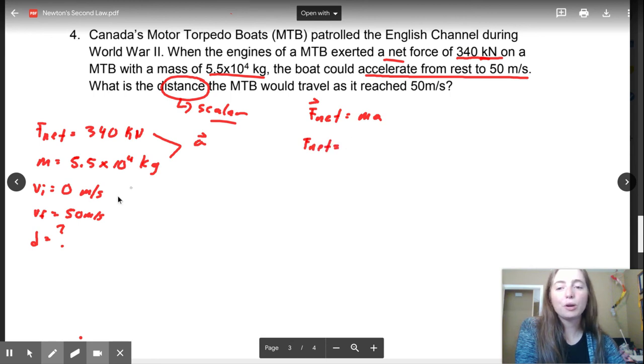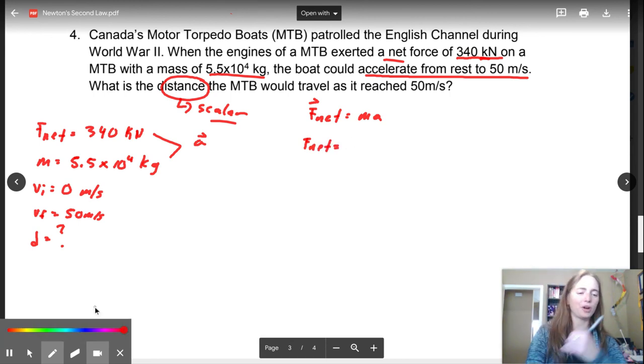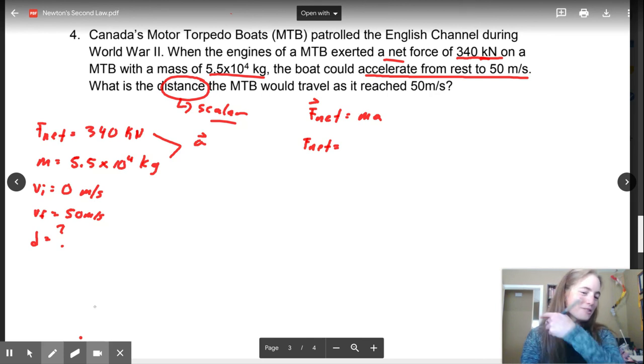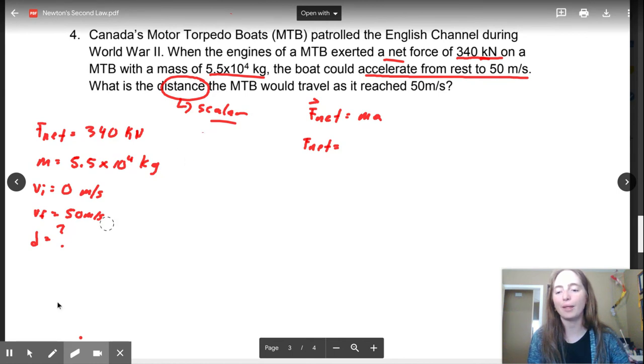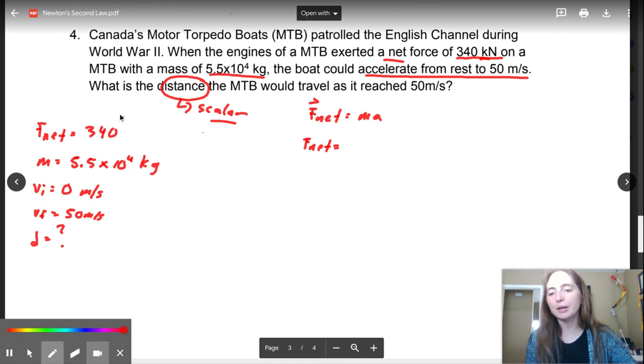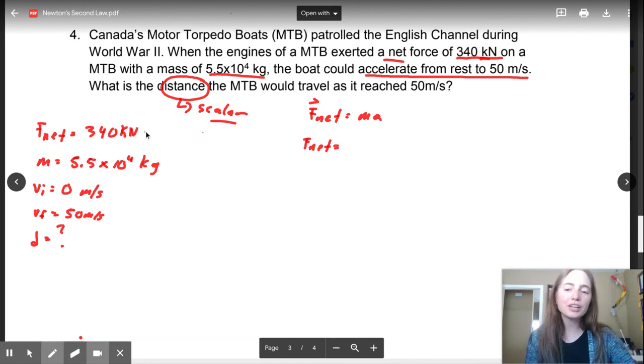But what do I have to do with my mass first? I'm just going to put in 340, right? No! I need to convert these units. Okay? I'll write that a bit neater. Using your data sheets, you will see that kilo is times 10 to the power of 3.